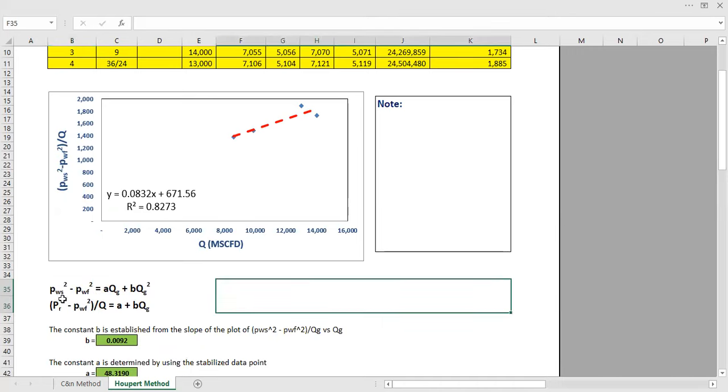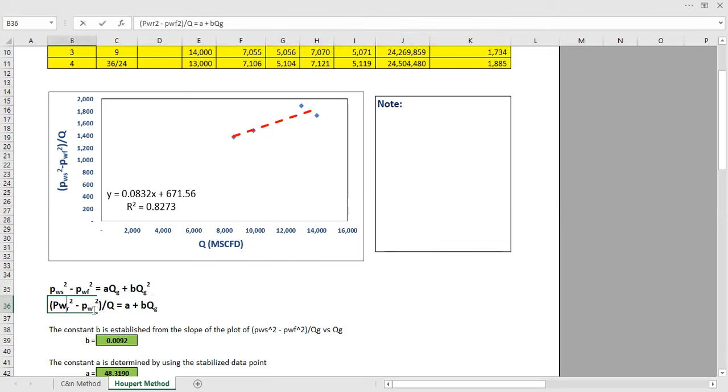So PWS squared subtracted by PWF squared equals A multiplied by flow rate plus B multiplied by flow rate squared. All right, so that's the first equation. And for the second equation, we divide the left-hand side by the flow rate, and also the right-hand side, we divide with the flow rate. So the remaining equation will be this one.